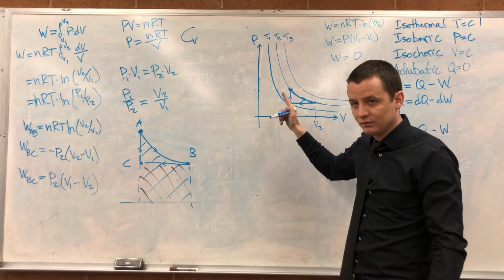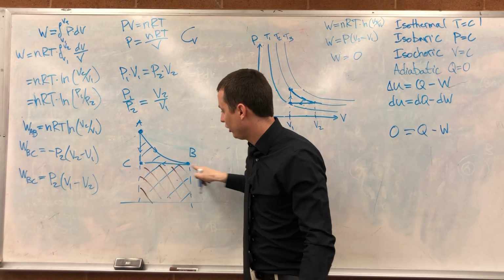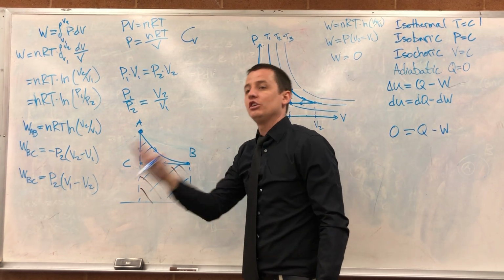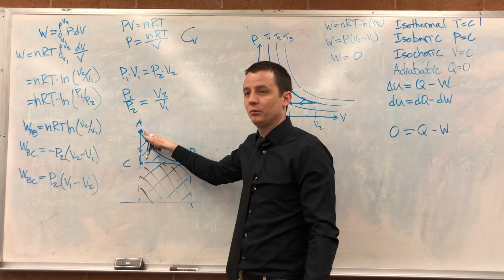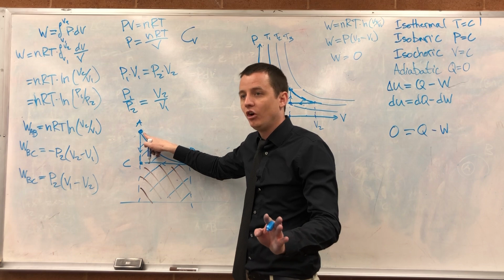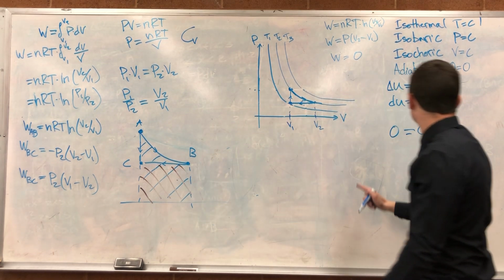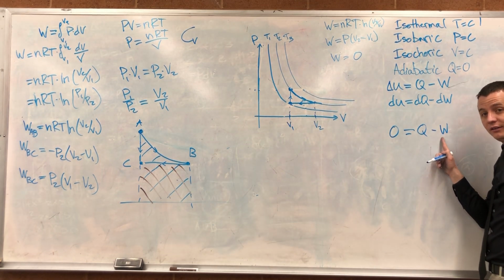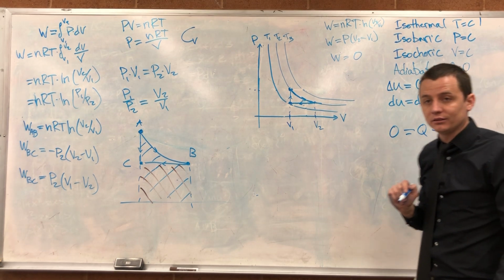Does that make sense? So we're back where we started. Our internal energy is back to what it was. Our temperature is back to what it was. Our pressure is back to what it was. Our volume is back to what it was. On that loop, however, we got some work out of the system, and we added some heat to that system.